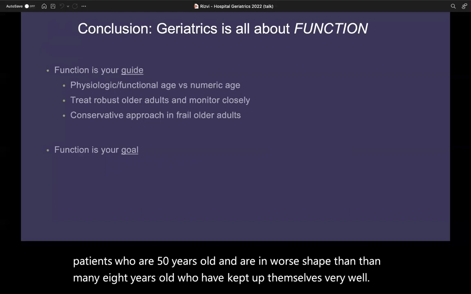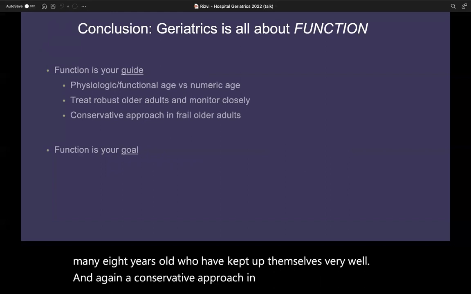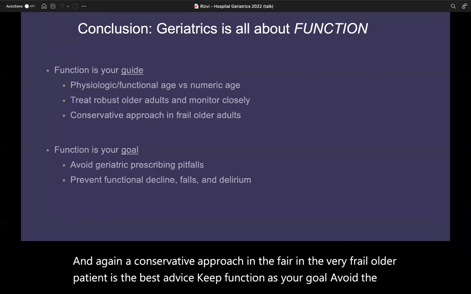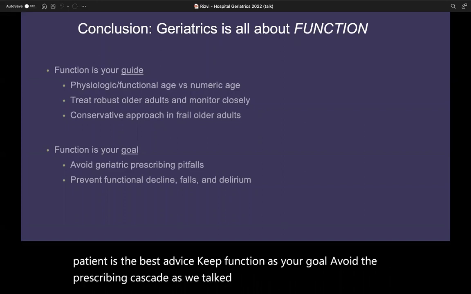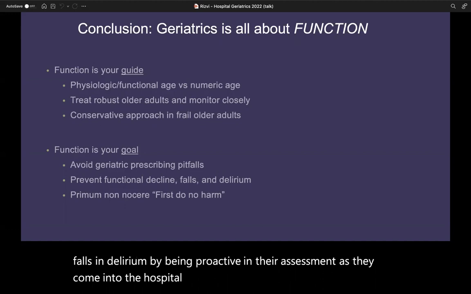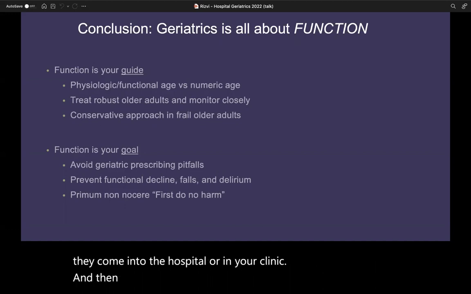And again, a conservative approach in the very frail older patient is the best advice. Keep function as your goal. Avoid the prescribing cascade, as we talked about. Prevent functional decline, falls, and delirium by being proactive in their assessment as they come into the hospital or in your clinic. And then most importantly, do no harm.